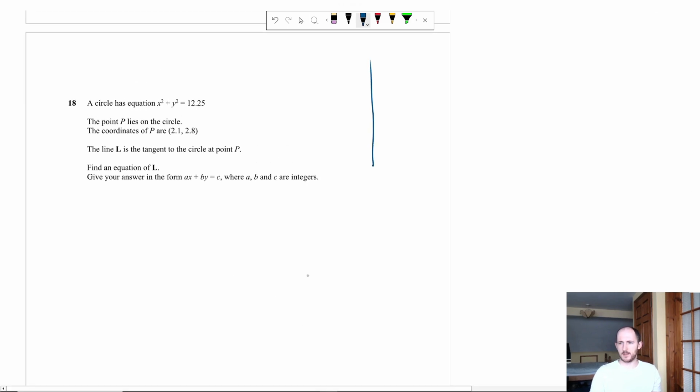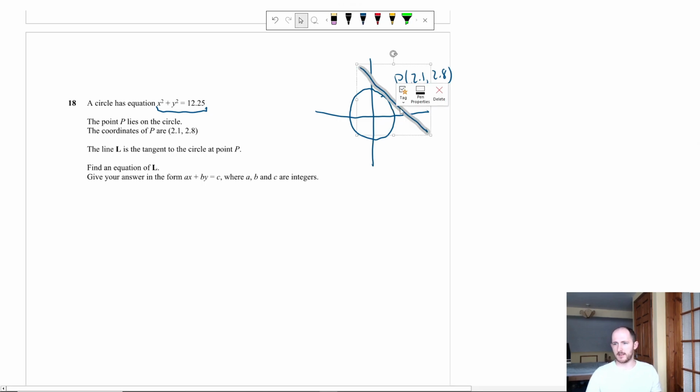So, with your circles, they always have this kind of equation. If you ever see x squared plus y squared, you can kind of guarantee that it is indeed a circle. Now the 12.25, I don't really care about it that much. What we do care about is that the circle is going to be on the centre. And let's say the coordinates of P are here, 2.1, 2.8. And we're looking for a tangent that does something similar to that, right? The actual mechanics of it don't matter.